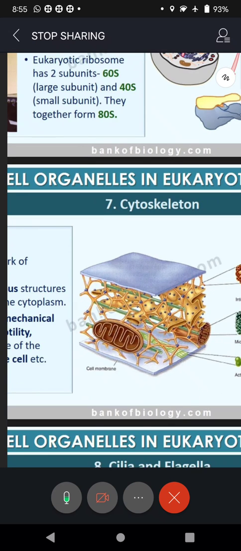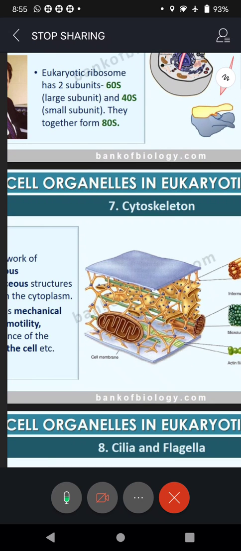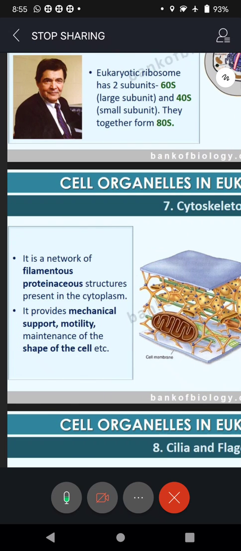Cytology, study of cell. Cytoskeleton means what the cell is made up of. So it is a network of filamentous, proteinaceous structures present in the cytoplasm. Inside the cytoplasm, a lot of fibers will be there. Thread-like structures.